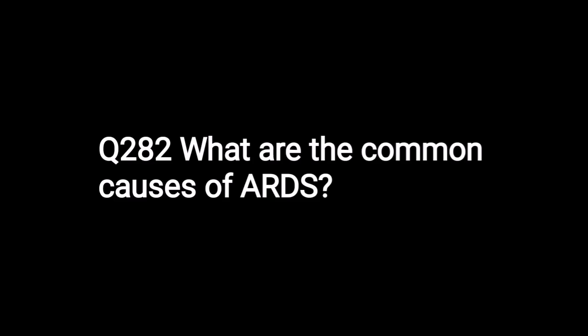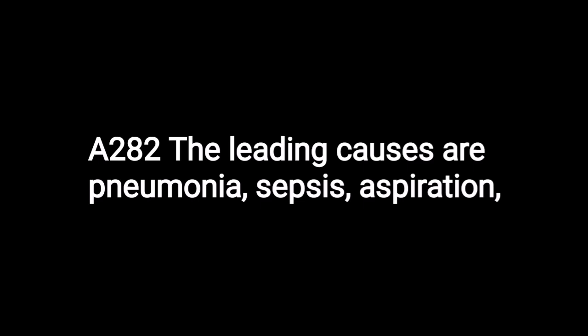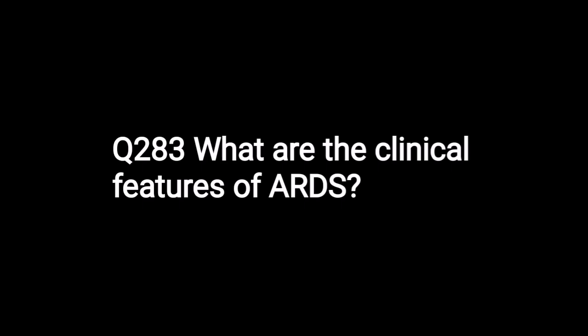Q282. What are the common causes of ARDS? A282. The leading causes are pneumonia, sepsis, aspiration, trauma, and various other conditions that directly or indirectly injure the lungs. Q283. What are the clinical features of ARDS? A283. Rapid onset of respiratory symptoms, such as dyspnea, tachypnea, and hypoxemia, along with bilateral opacities on chest imaging, are characteristic of ARDS.